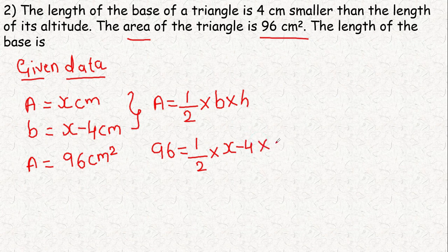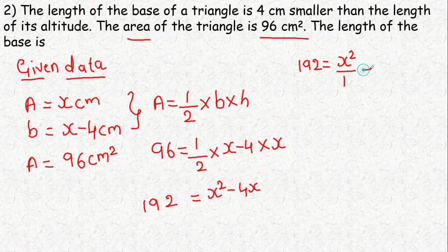Here 96 into 2 is 192, which is equal to, when you multiply x with x it becomes x square, and when you multiply 4 into x it becomes minus 4x. So 192 is equal to x square minus 4x. Taking x common, x minus 4 into x is equal to 192, that is x square minus 4x is equal to 192. Here you should find a value that fits exactly.